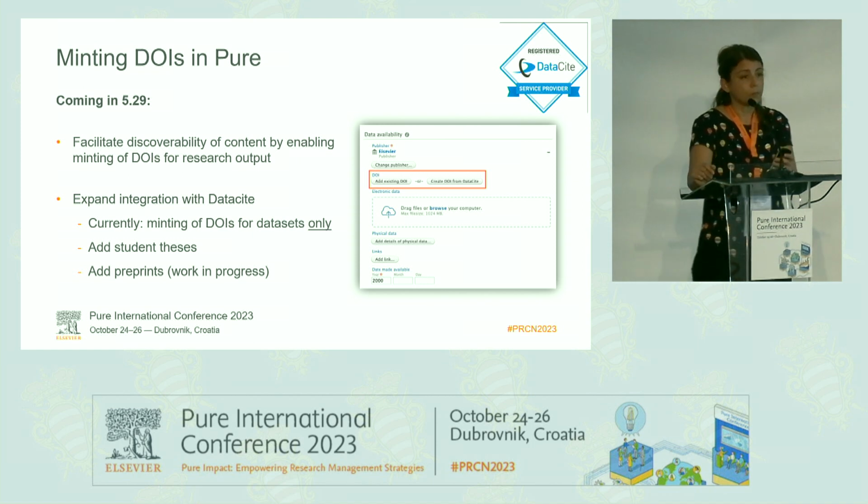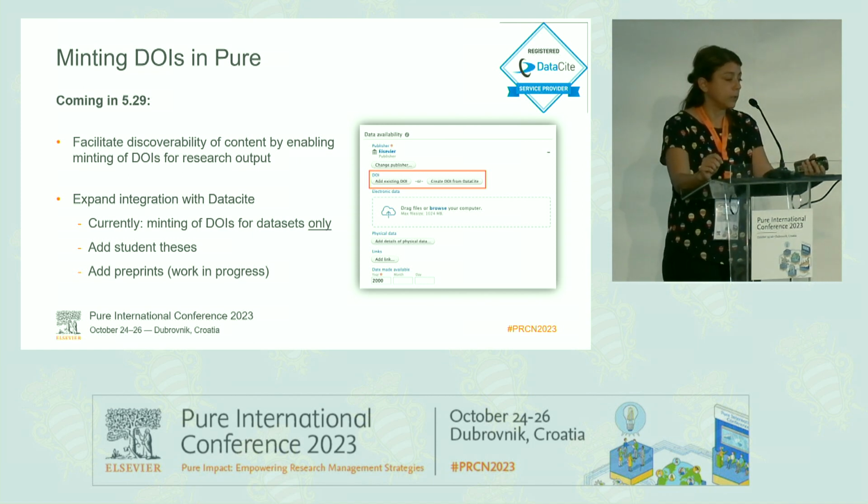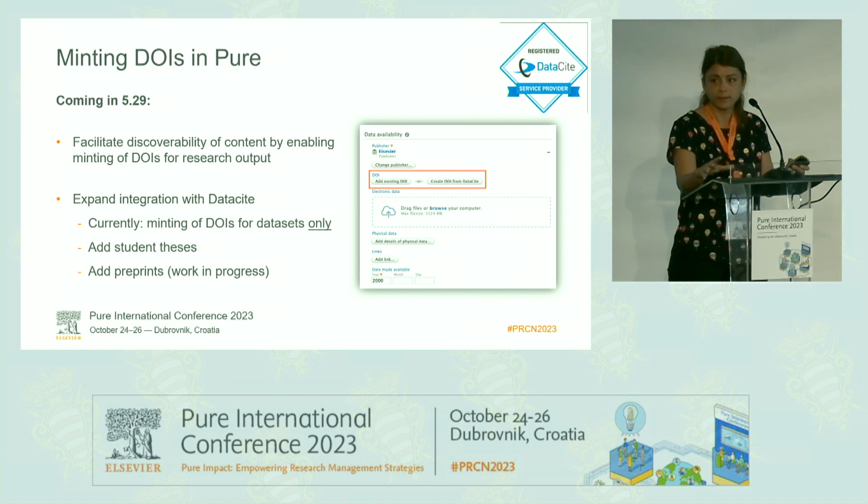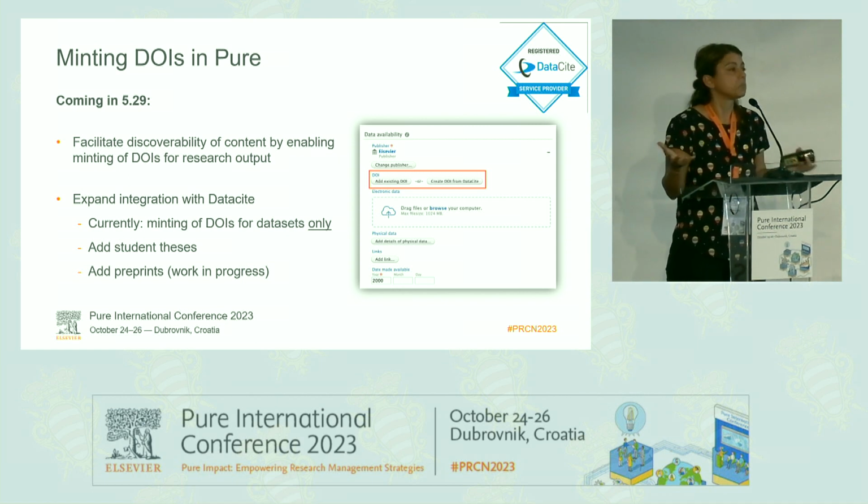We are working, and we will release in 5.29 the possibility to mint DOIs. So we started the work now. We have an existing integration in Pure with DataSide, from which it is possible to mint DOIs for datasets. And we are looking at expanding this integration to also include research output. The first things we will look at are student theses and preprints. Again, this comes from requests. So if there are other relevant types that you would like, we can always look into it.